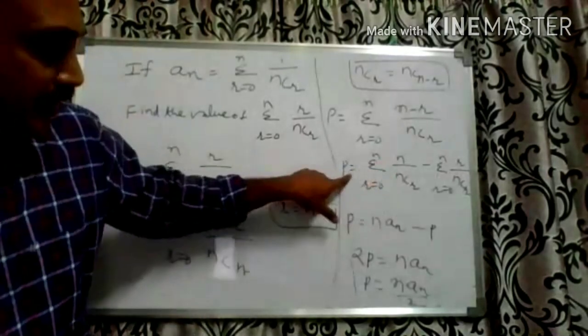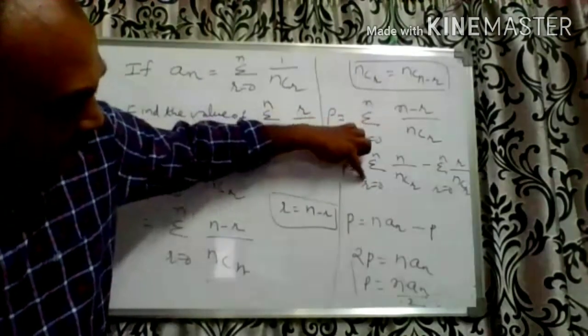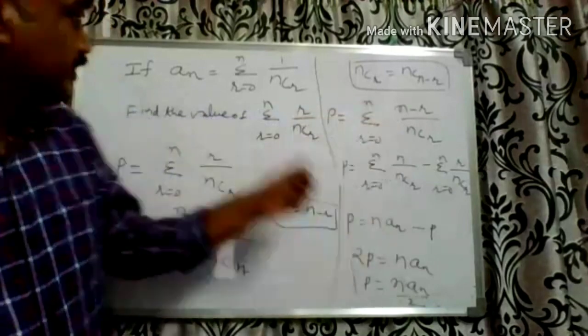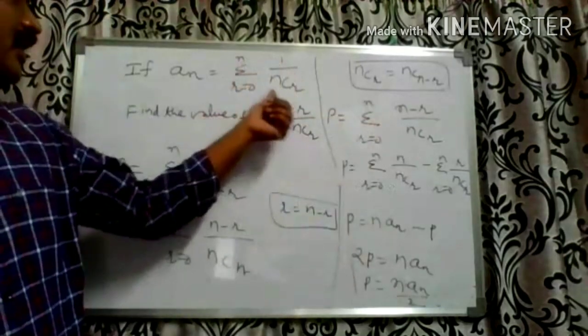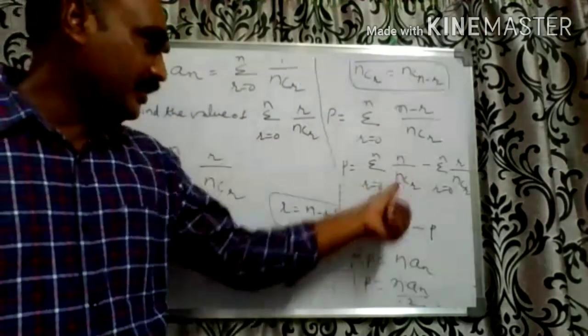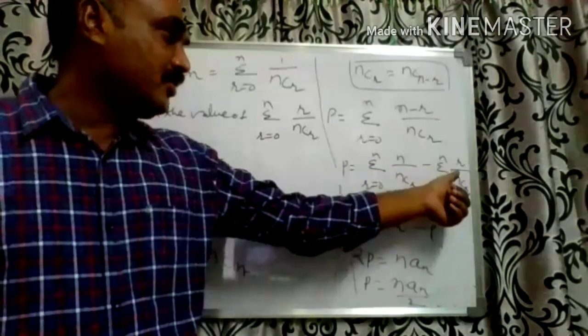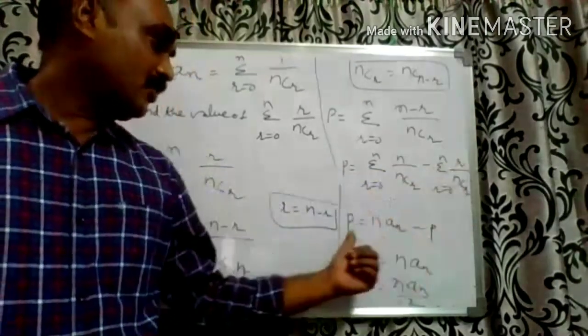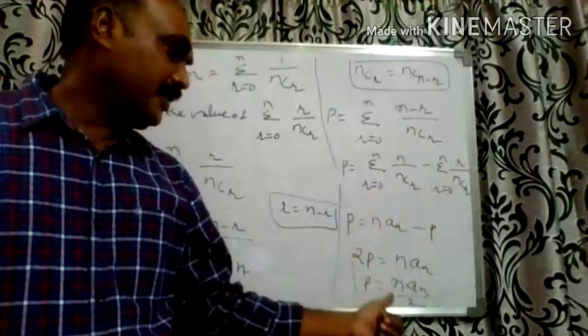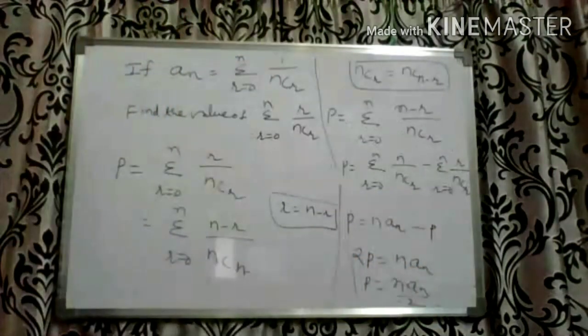n into P is equal to n into sigma r is equal to 0 to n of 1 by nCr, which is equal to n into An minus sigma r is equal to 0 to n of r by nCr, which is equal to P. So 2P is equal to n into An, P is equal to n by 2 into An.